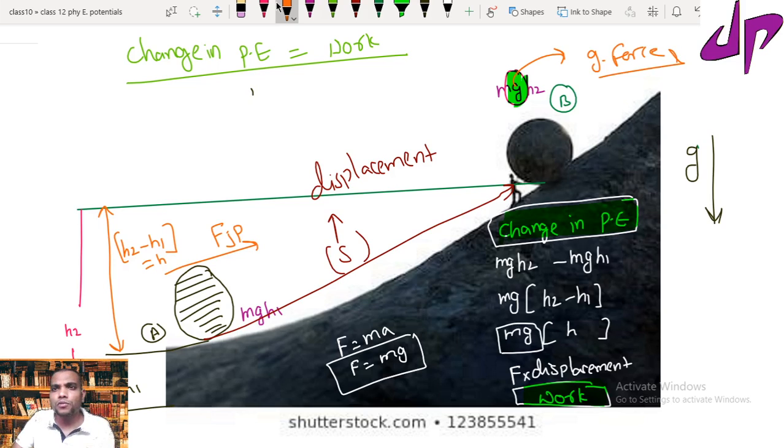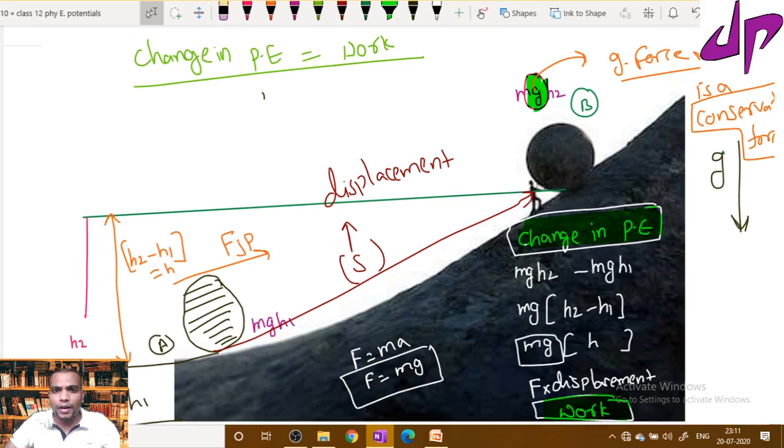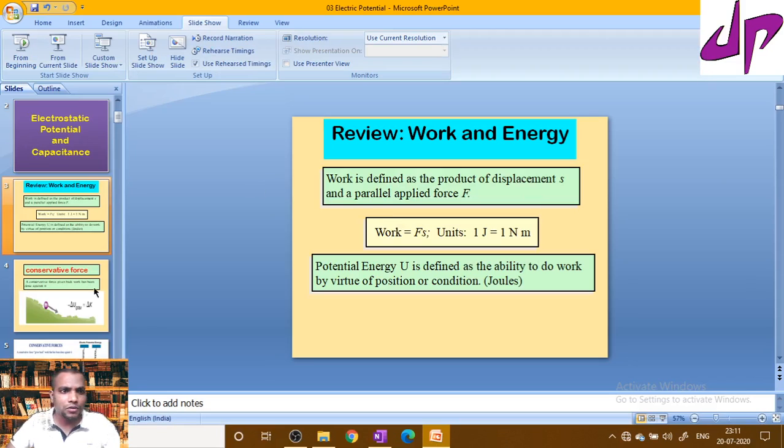This gravitational force is a conservative force. Only in the case of conservative forces does this take place. It means if I do work against conservative forces, my work will be stored in that object in the form of potential energy. So let's see in detail what the conservative forces are. We already know about some conservative forces.